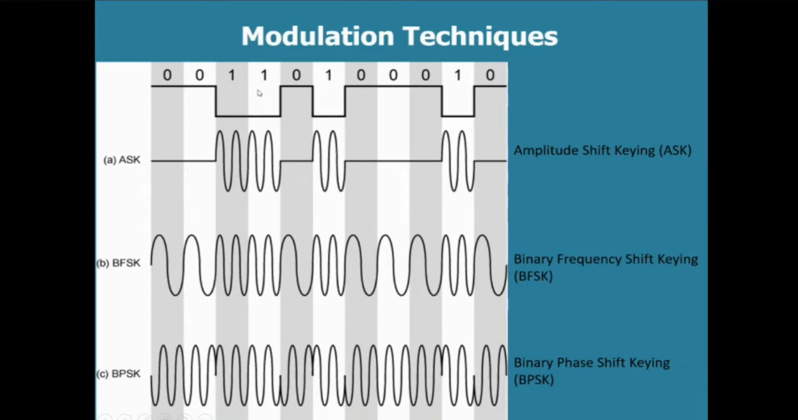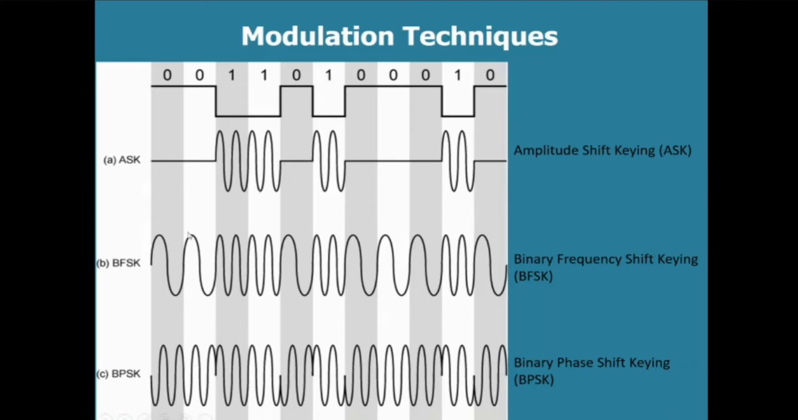The next bit also 1, so it will allow the carrier signal. Here the next bit is 0, it doesn't allow the carrier signal. And here the next bit is 1, so it will allow the carrier signal. Similarly, for 0, it doesn't allow the carrier signal, and finally, it will allow the carrier signal for binary digit 1. So it is just like a switch on and off. That is why it is known as on-off keying.